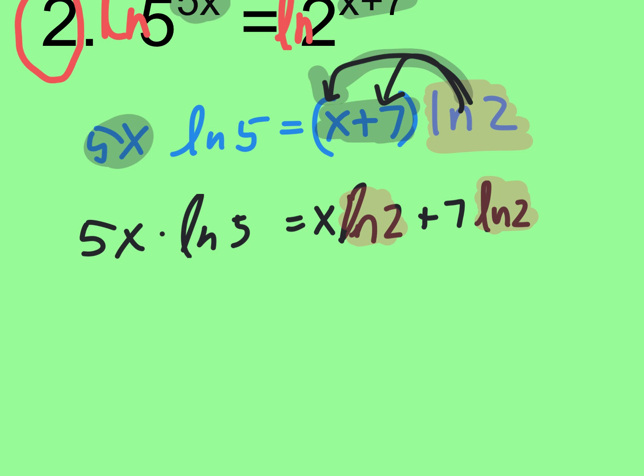Now, why did I do that, though? How would you know to do that? Because you're trying to get all the x's onto one side. Do you remember when we solve things and we get x's on both sides? You can't solve them until you get them all to the same side. All right, so that's the reason we did that, so that we could get the x's to combine together and all be on one side. So now I'm going to subtract x ln 2 from both sides.